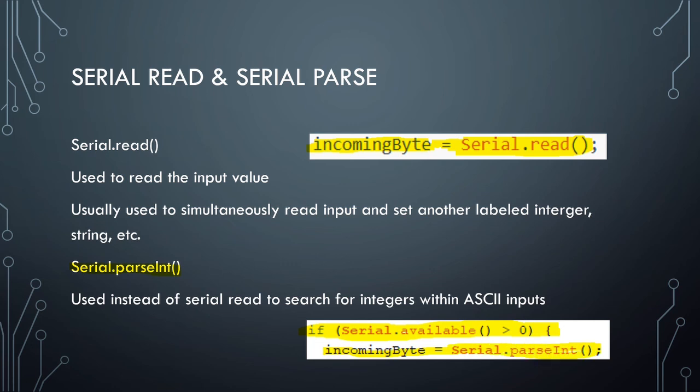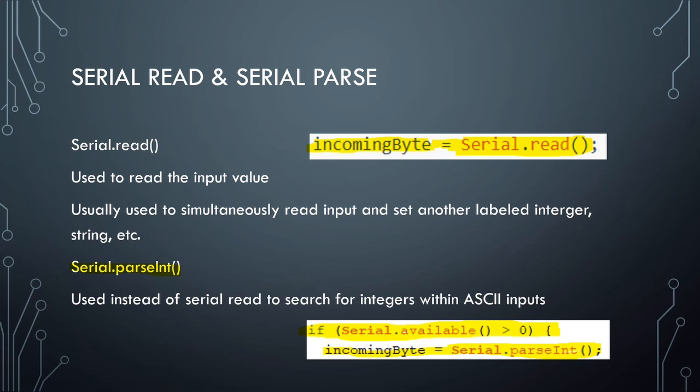So if you are expecting text, then you can use serial read. If you're expecting a number, then you would want to use serial parse integer to detect that. Again, the danger if we use serial read to try to look at numbers is that when we compare those numbers later on, for example in a for loop, if we want to check if x is equal to the input value, both of those need to be in integer form.